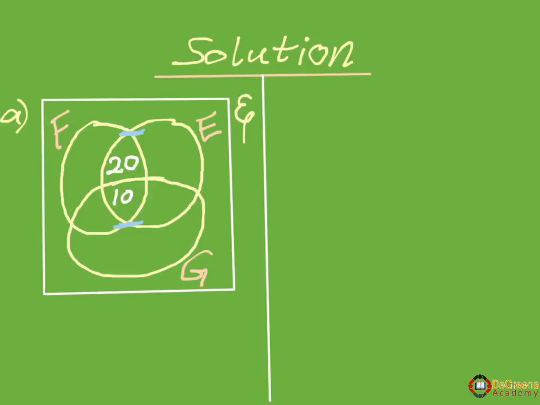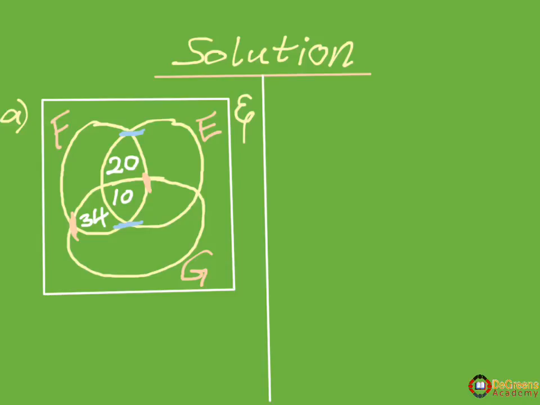The next sentence says 44 study French and German. So French and German, you simply follow the circles where the circles meet. Which means French and German will be 10 plus those who study French and German only. That should give 34 for those who study French and German only. So 34 plus 10 will now give 44. And that 44 will be those who study French and German.